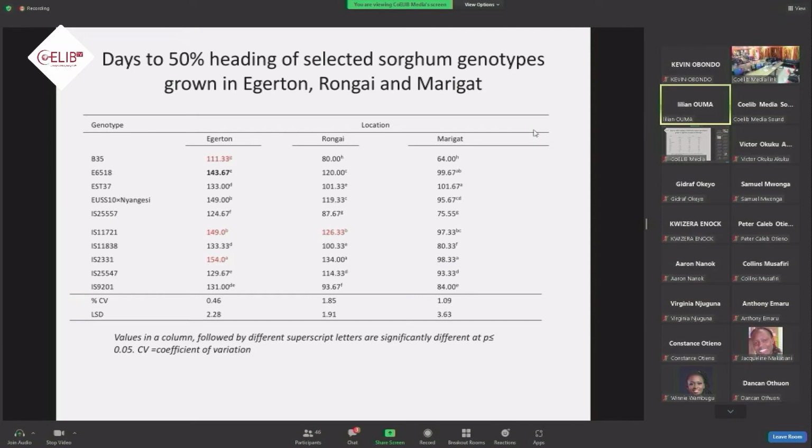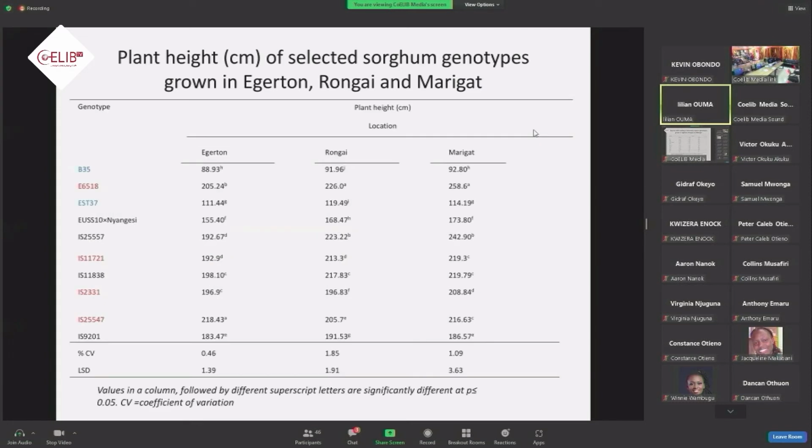Plant height also varied among the genotypes, and genotype B35 had the shortest plants, while genotype E6518, which was our control, a fodder genotype by Kenya Seed, had the tallest plants. And again, plants in Marigat were taller in most of the genotypes compared to Egerton and Rongai.